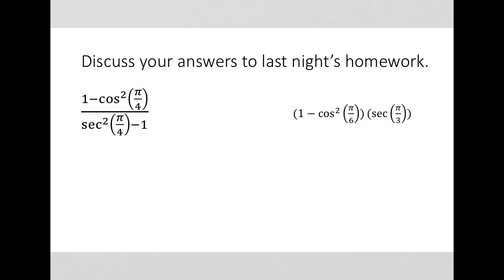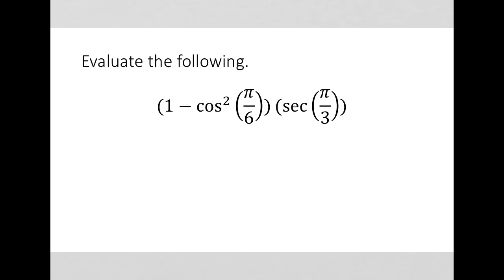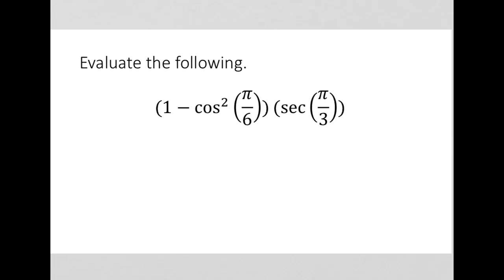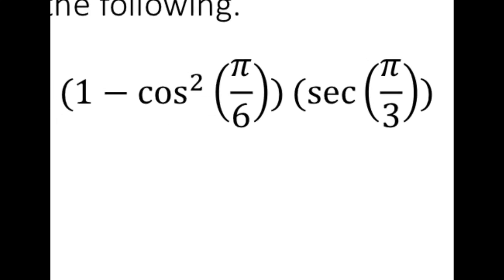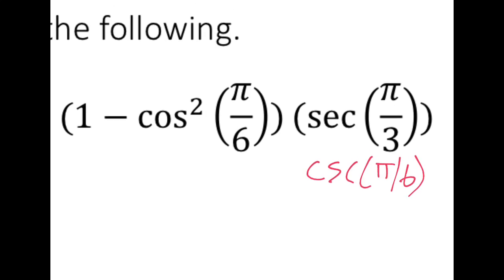So we actually looked at these two problems on the last video, but let's run through them again real quick, because we need to use two ideas here. First idea is that we need to use a cofunction identity. That will allow us to change secant of pi over 3 into cosecant of pi over 6. And then we need to use a Pythagorean identity. So remember that cosine squared plus sine squared equals 1.